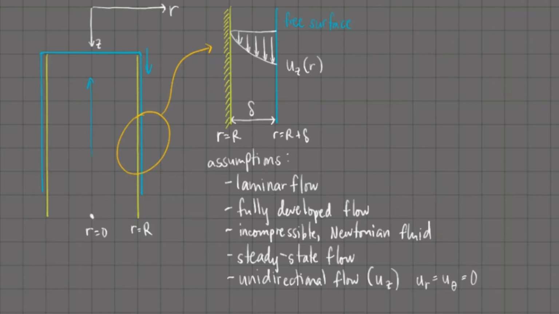Next, we have steady state flow. And finally, we have unidirectional flow, or the velocity has only one component, and that is the axial component z. Thus, we are saying that the radial and the rotational components of velocity are both equal to 0. Let's begin our derivation with the continuity equation.